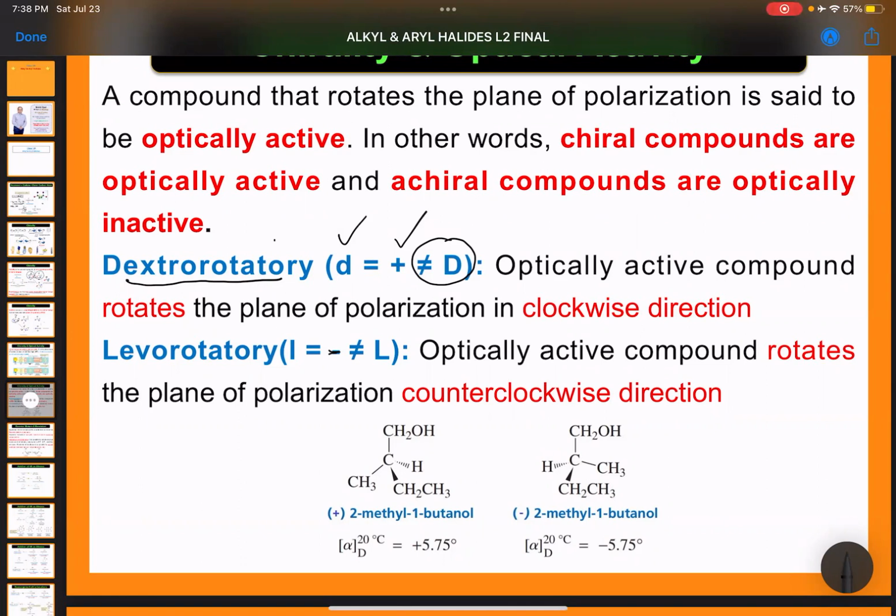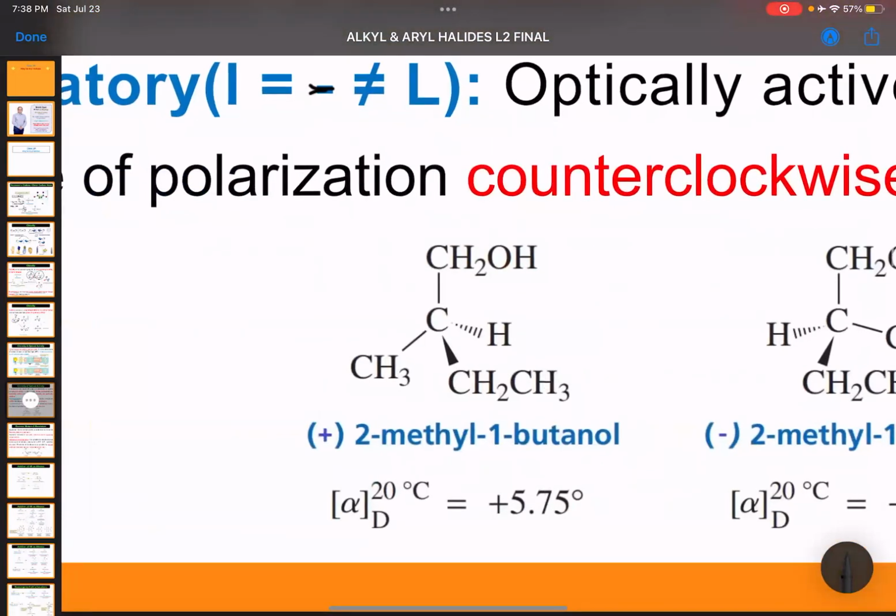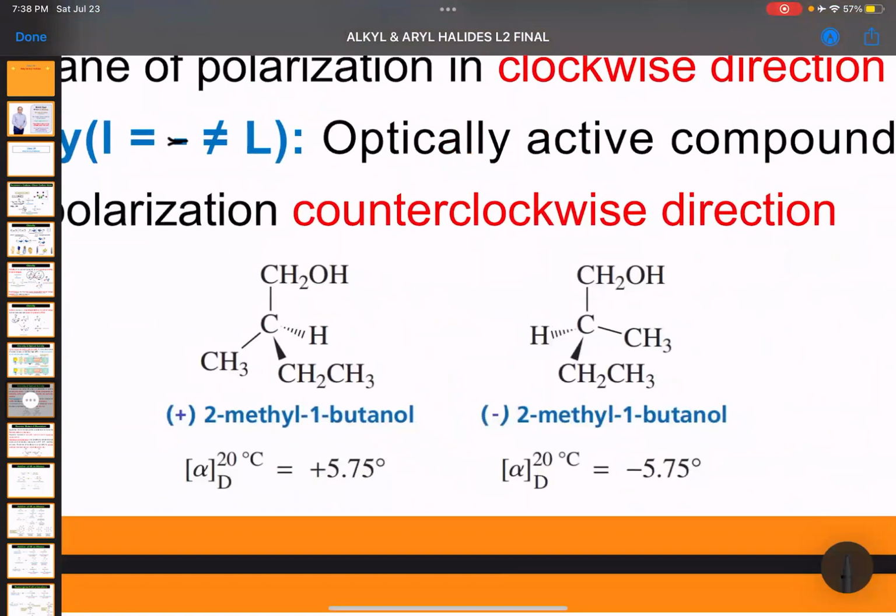Here is an example of a chiral molecule. You can have this kind of representation, and this is 2-methyl-1-butanol. There is a plus sign written before its name. What does it mean? It rotates in the clockwise direction; it is an optically active molecule. You can tell that it is optically active without checking, because it has a chiral carbon.